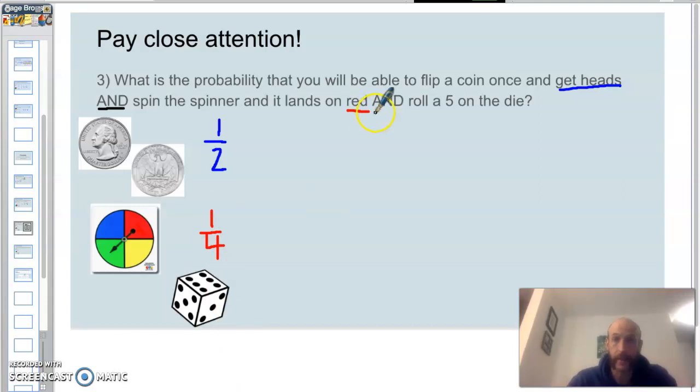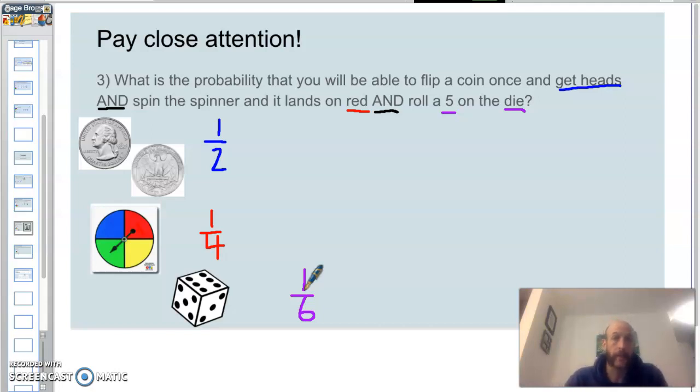And this is the 3rd thing that's happening. We want to roll a 5 on the die. So when I look at the die, I know that there are 6 numbers on a die total. There are 6 possible outcomes: a 1, 2, 3, 4, 5, and a 6. How many 5s are there? There is only 1 five.